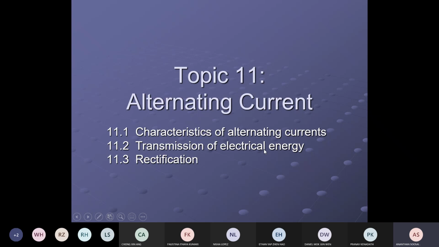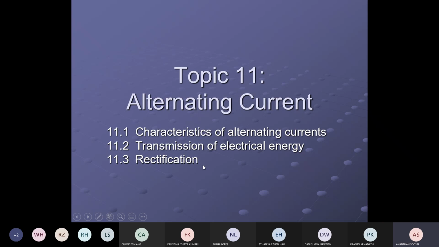What is the advantage? These are the three subtopics we're going to learn. First, the characteristics, the features of alternating current, and how the transmission of electrical energy is applied to households. Part 2, I think indirectly you learned earlier: step-up transformer and step-down transformer. We will recall it back in 11.2.